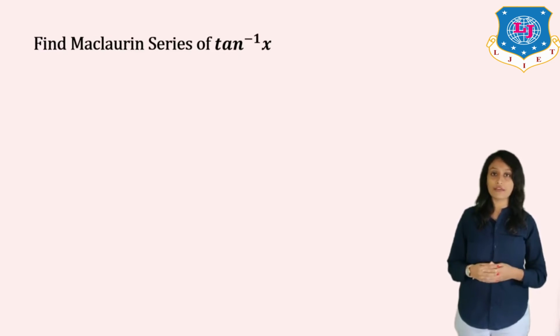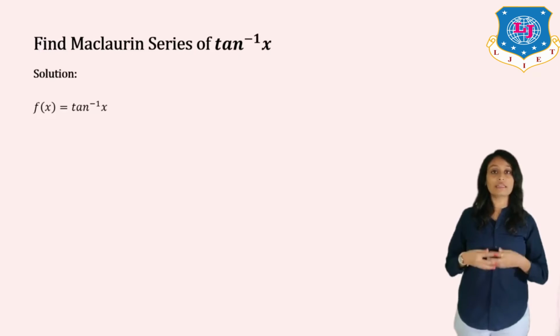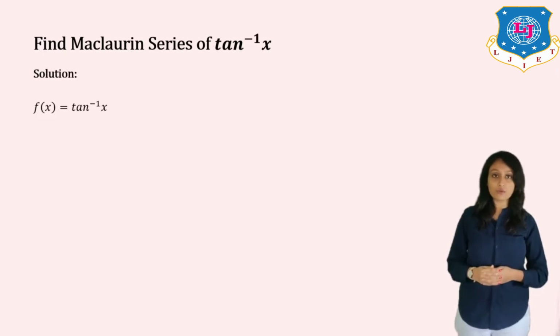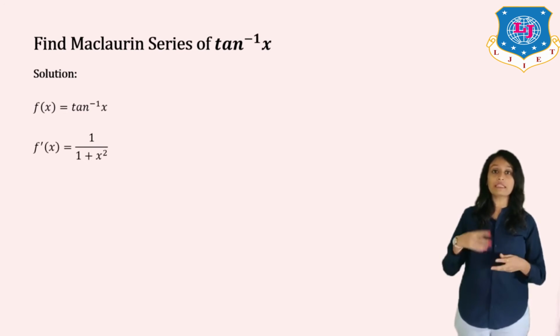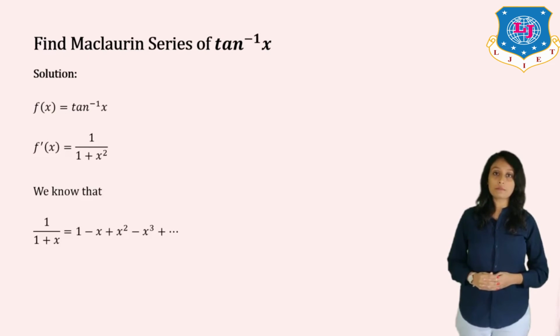Here we have the function f(x) is equal to tan inverse x. So the next step is what? We have to find its derivative. So f dash x is what? 1 upon 1 plus x square. Now what will we do? We will compare this term with 1 upon 1 plus x.